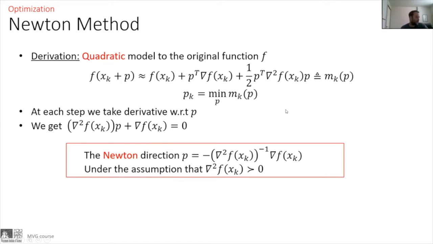If we assume that the Hessian of the function is strictly greater than 0, which means that it's strictly positive definite, we can invert this matrix and get a closed form solution for the direction, right? For each iteration, we can get a direction by solving this linear equation. This way of choosing the direction is called the Newton method.